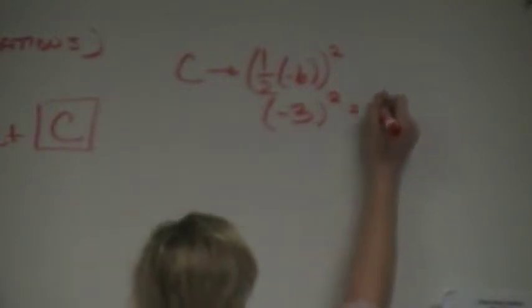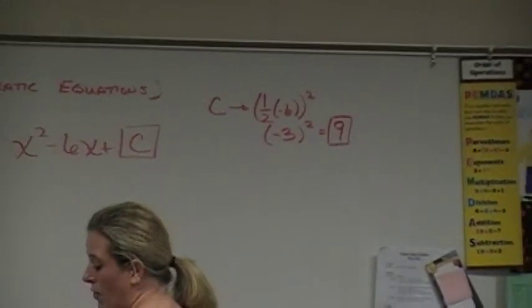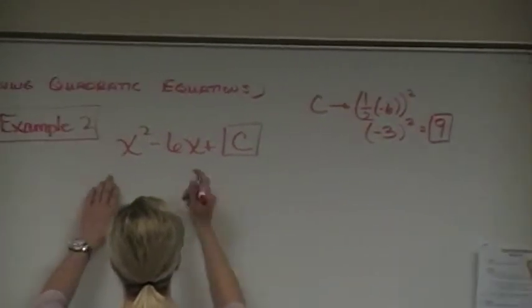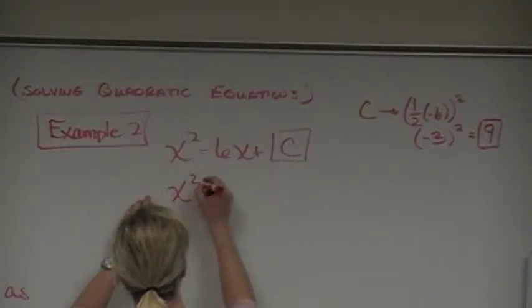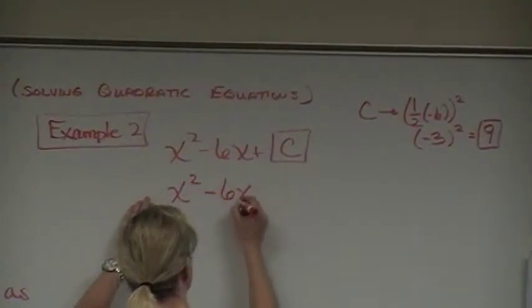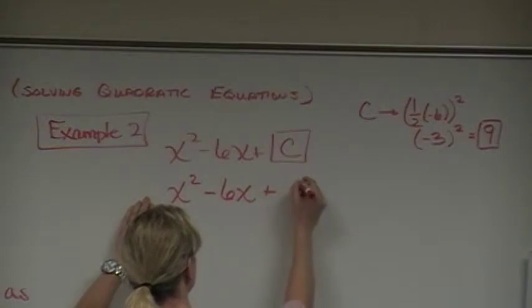Nope, negative 3 squared. 9. Positive 9. Because whenever we square a negative, what does it always become? Positive, right. Okay, C will always be positive. All right, so now we're going to rewrite this as x squared minus 6x plus what? 9. So there is our C.